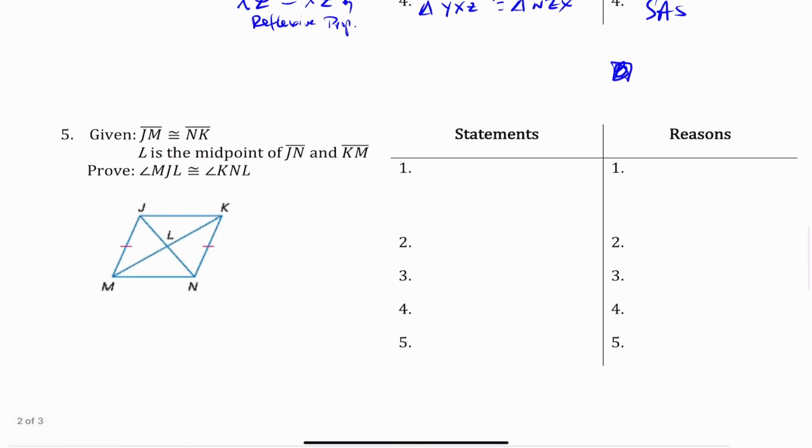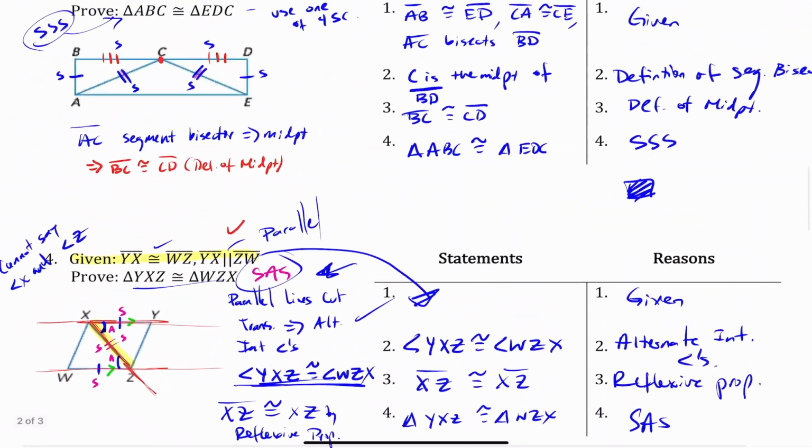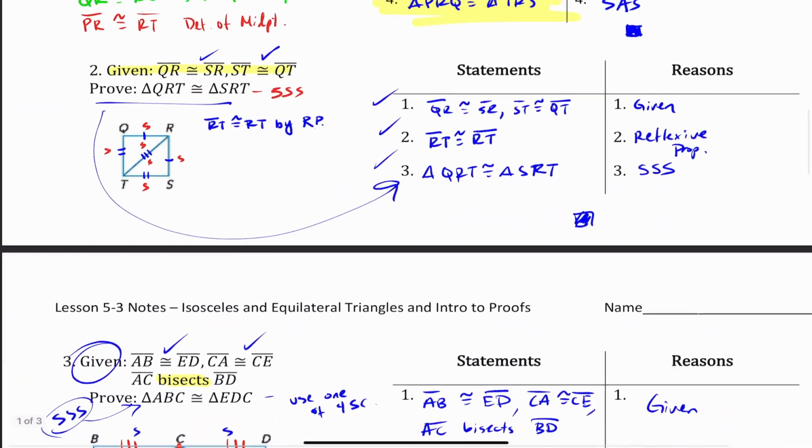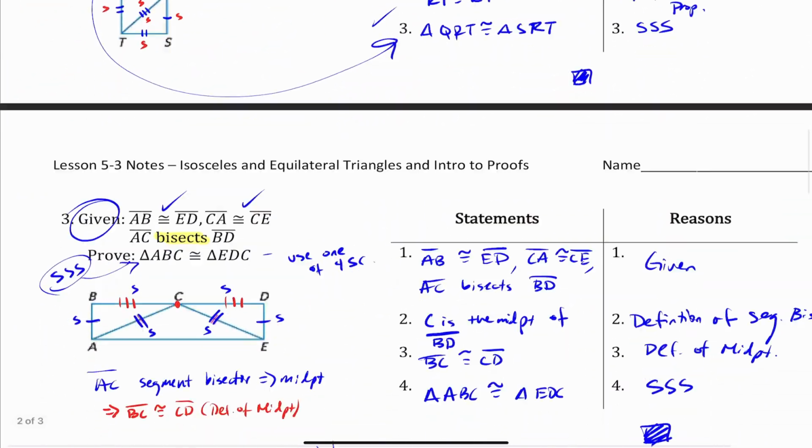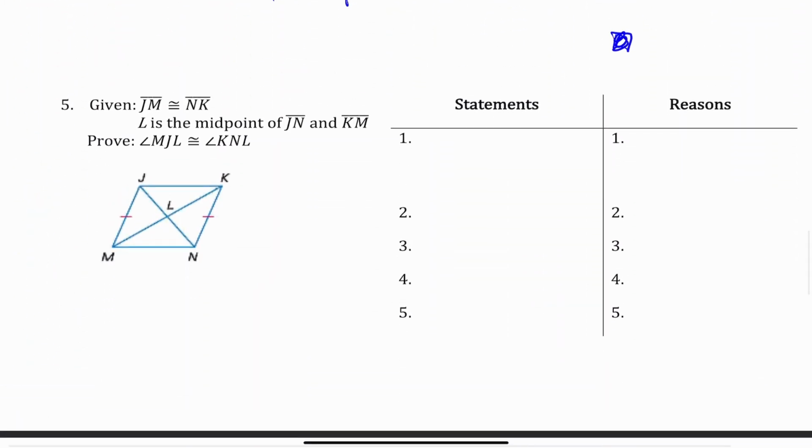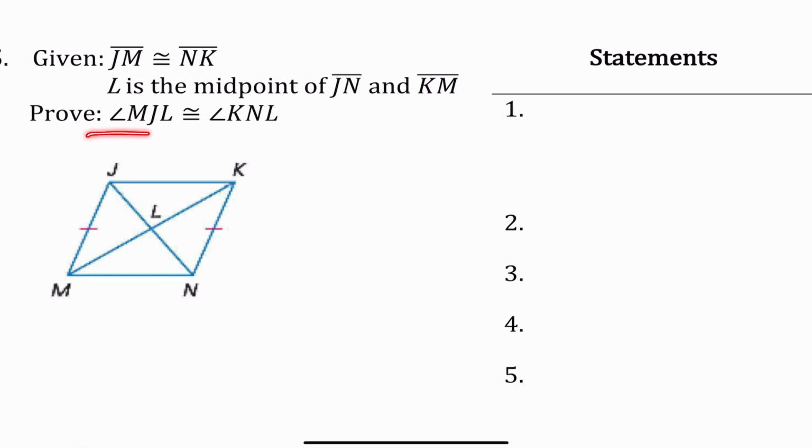All right, given that segment JM is congruent to segment NK, L is the midpoint of JN and KM, prove that angle MJL is congruent to angle KNL. So real quickly, look at our proof compared to everything else. Okay, hopefully you saw that. Well, look at that. We're not proving that these two triangles are congruent. We're actually proving that these angles are congruent.